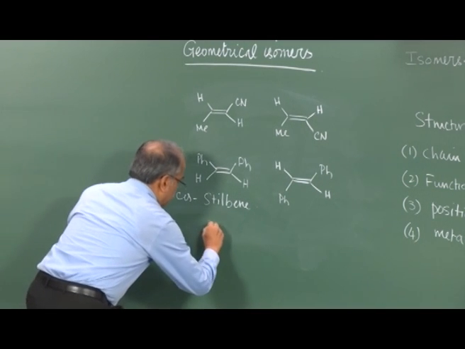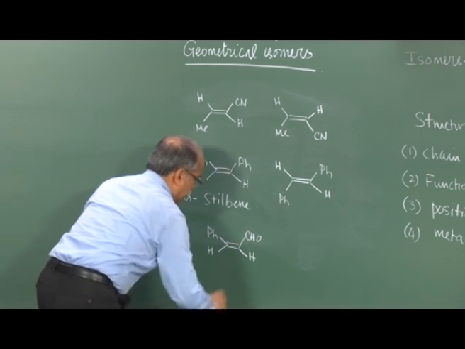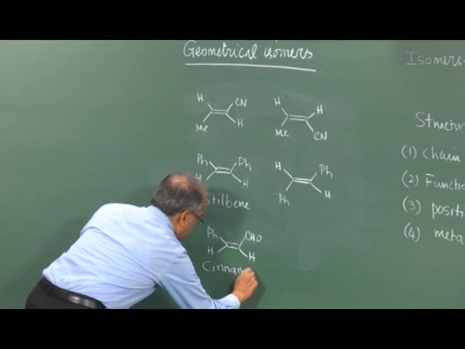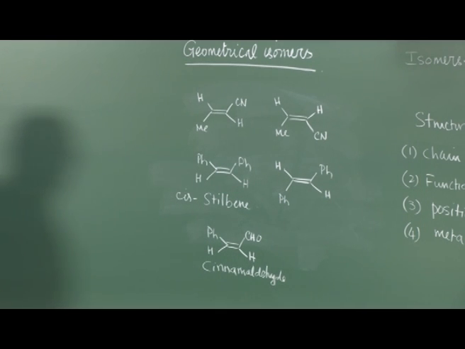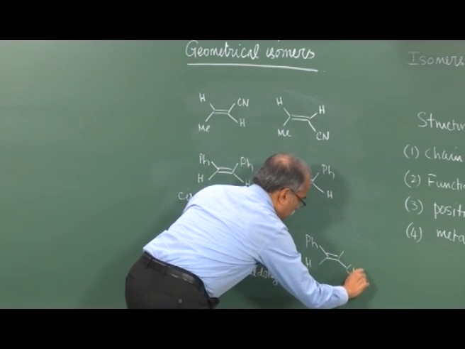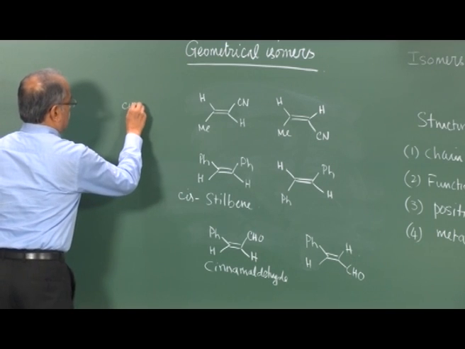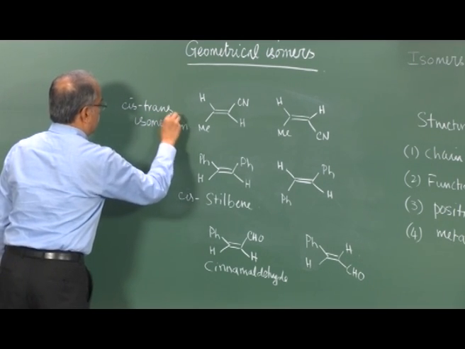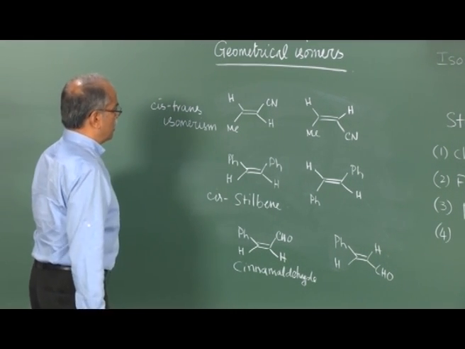One more example I will give. This is called cinnamaldehyde. This is cis-cinnamaldehyde. One can also have the corresponding trans isomer of cinnamaldehyde. All these are examples of cis-trans isomerism, or simply geometrical isomerism, among the stereoisomers that you have here.